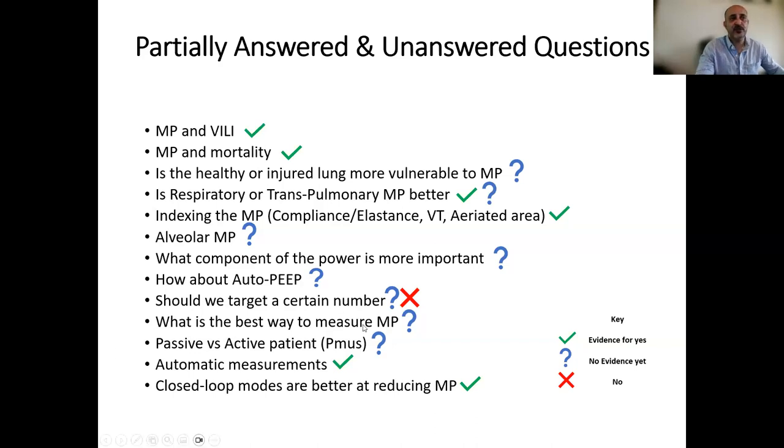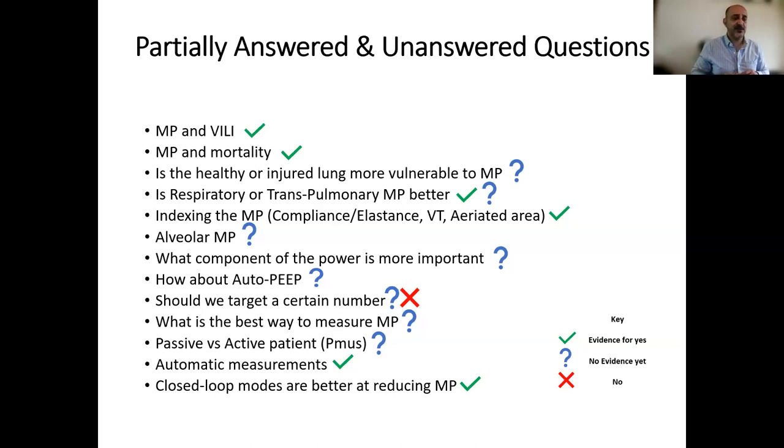What's the best way to measure mechanical power? We talked about there's a lot of formulas. Probably the best way is to do the integration of the pressure-volume curve. How about when the patient is passive versus active? What's the role of the Pmus? Does the Pmus increase the total mechanical power to the respiratory system, or does it actually reduce it?